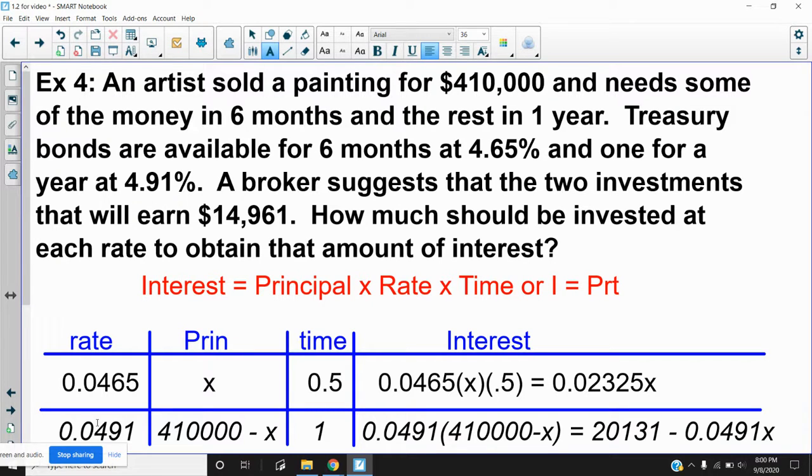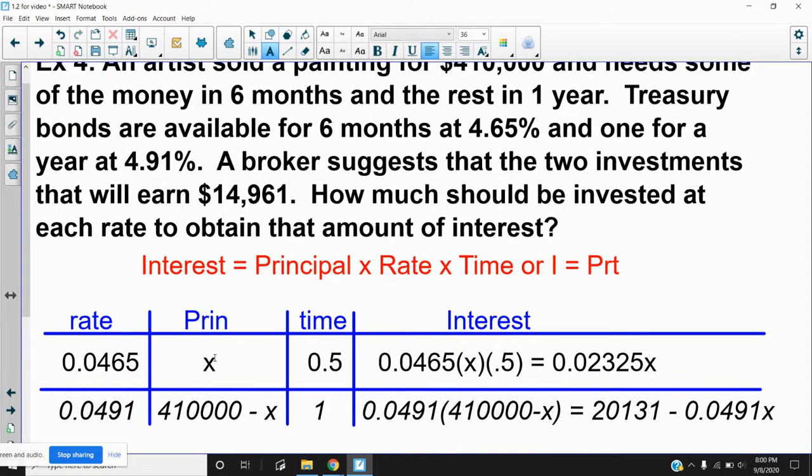So we've got these two interest rates. One is at 4.65%, and notice I'm writing that as a decimal. The other one is at 4.91%, also written as a decimal. And our principals, the amount that we start with, we don't really know how much money we start with. So I'm going to use X for one of my principals, and that means the remaining amount of money, which is all of it, 410,000, minus what I've already used. That's how I'm going to describe the other principal.